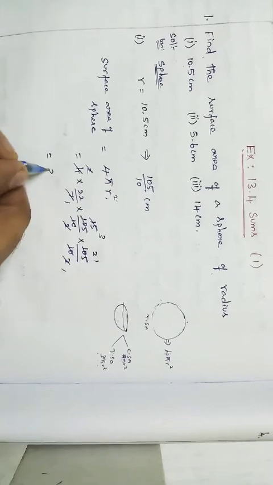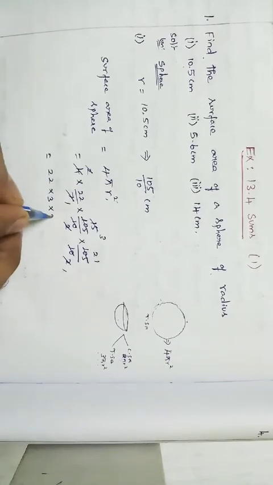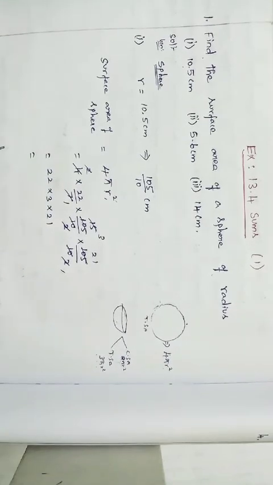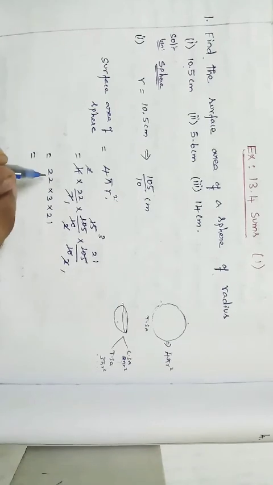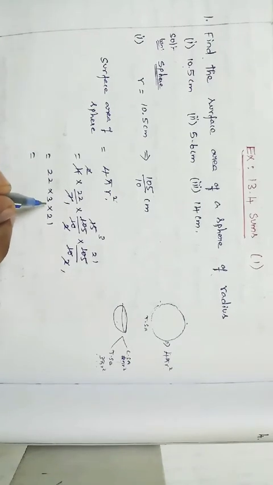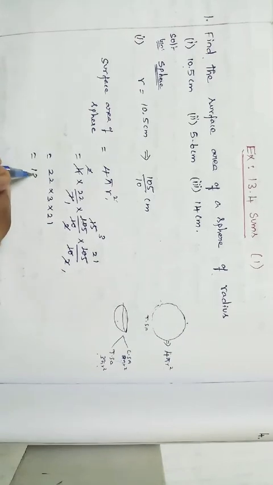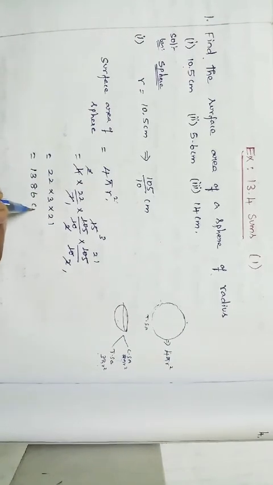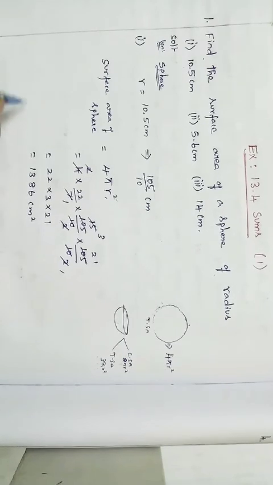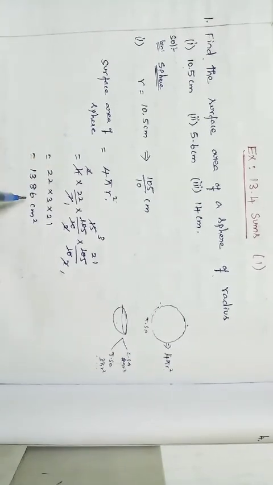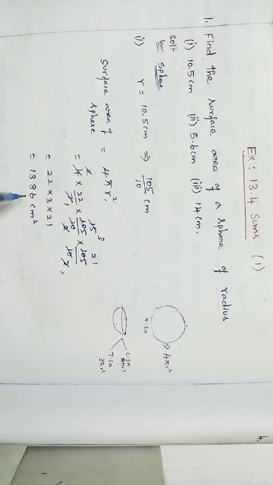So remaining, it is nothing but 22 into 3 into 21, right? 22 into 3 is 66. 66 into 21 is equal to 1386 centimeters square. Therefore, surface area of a sphere is equal to 1386 centimeters square.